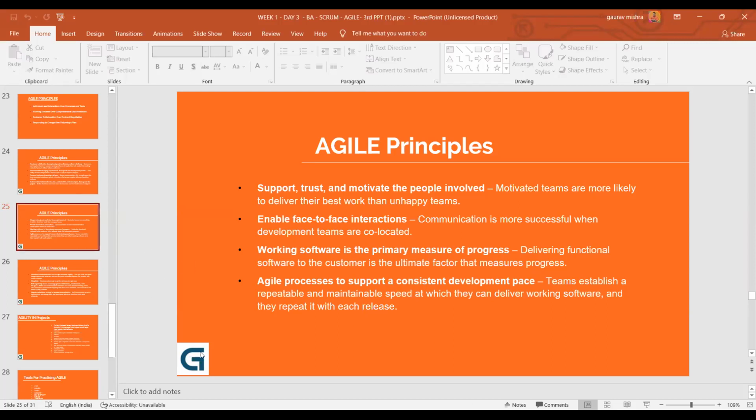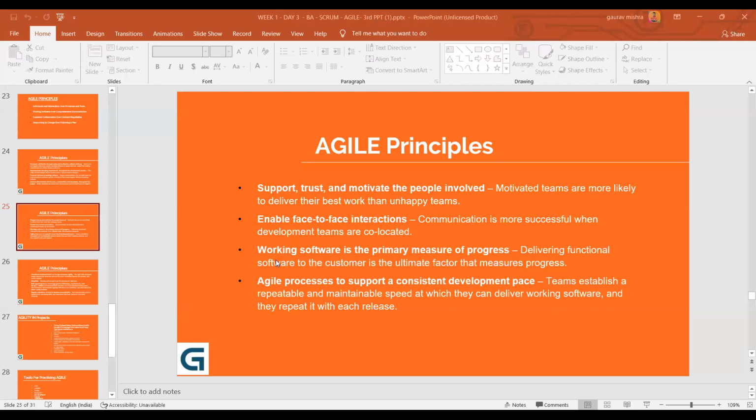Thank you for the explanation, Gaurav. So yes, these are some of the very easy to understand yet crucial points or principles, I would say. Can anybody read this out? I just want everyone to go one by one, and then we'll discuss as we did earlier. Yeah, please go ahead. Support, trust, and motivate the people involved. Motivated teams are more likely to deliver their best work than unhappy teams.